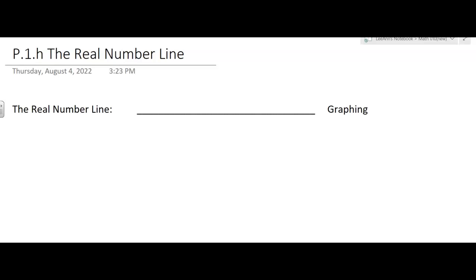Okay, so we're going to talk about what's called the real number line. Usually when we're using the real number line, we'll draw a straight line. I usually put 0 in the middle, and I always do that as a reference. Also, you should put arrows on both ends to show that the real number line continues in both directions.